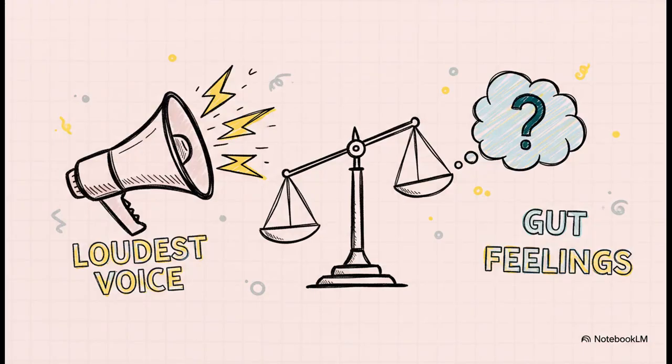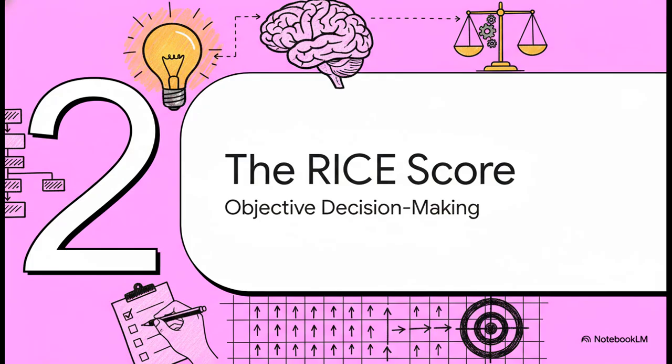And this is the trap, isn't it? This is what so many of us fall into. We end up building things for a tiny but very vocal group of users, or we just follow a gut feeling that isn't really backed by any data. This lets all kinds of bias creep in and causes us to completely miss the ideas that would have a huge impact on the majority of our user base. So how do we escape this trap?